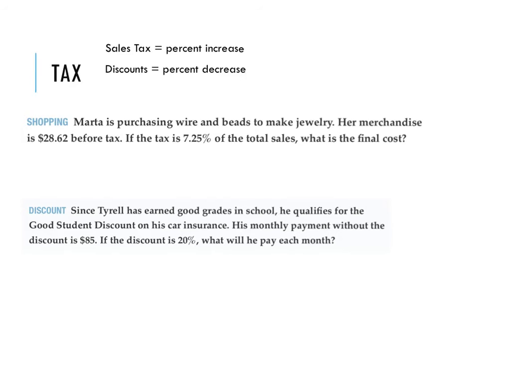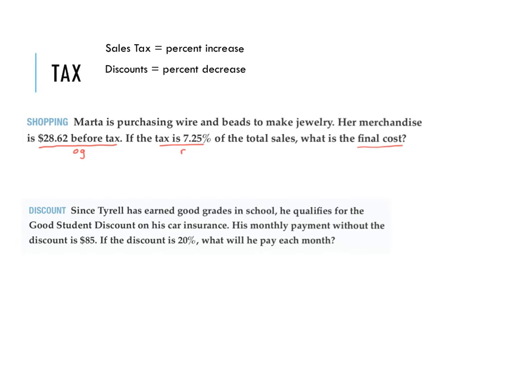So in the first one, we are purchasing wire and beads to make jewelry. Her merchandise cost $28.62 before tax. If tax is 7.25%, what is the final cost? So here is our OG amount. Here is our tax, or here's our rate of change, and we need to find the new price.